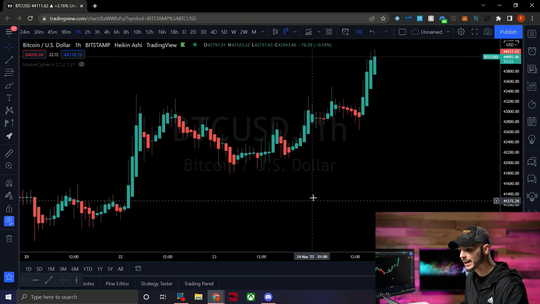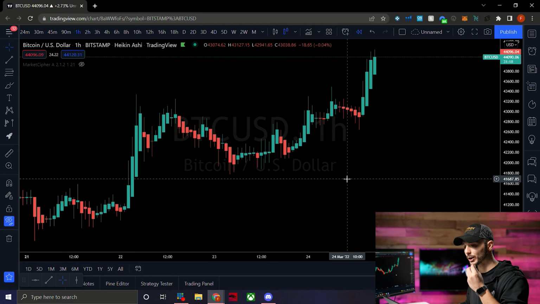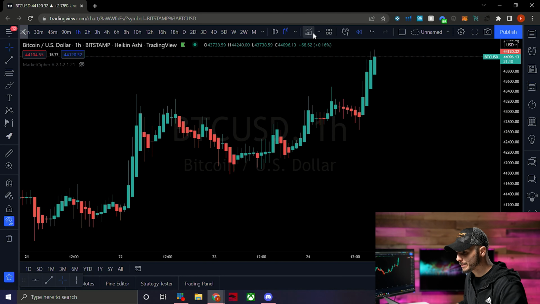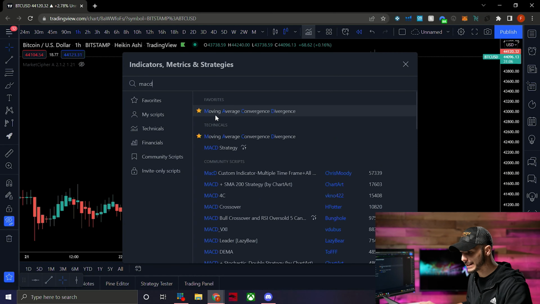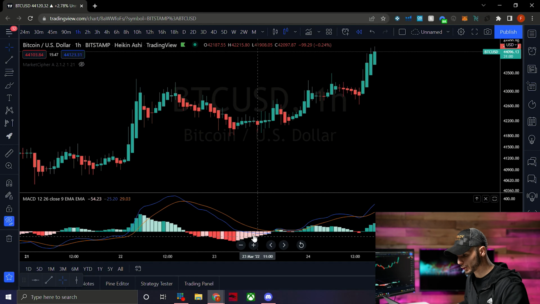Let's get into it. So as you can see here, we are on our Bitcoin 1 hour chart. We're gonna be using the 1 hour time frame for this example. Now, first, what you're gonna wanna do is come up to your indicators button. You're gonna go ahead and click it, and then you're gonna type in MACD, and you see moving average convergence divergence. You're gonna wanna click that, and then you should see it pop up on your chart like this.